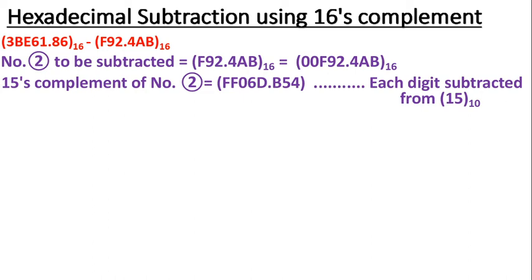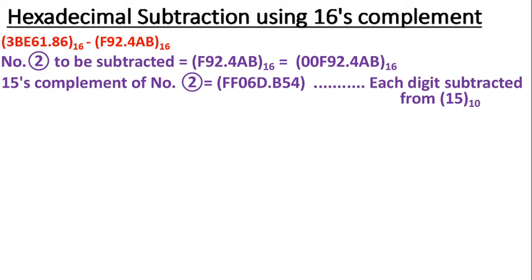Every digit is to be subtracted. So F minus 0 is equal to F, which is shown here. So every digit is to be subtracted from 15, and then it is expressed in this particular step. It comes to be FF06D.B54. Each digit is subtracted from 15 decimal and expressed in its corresponding hexadecimal.